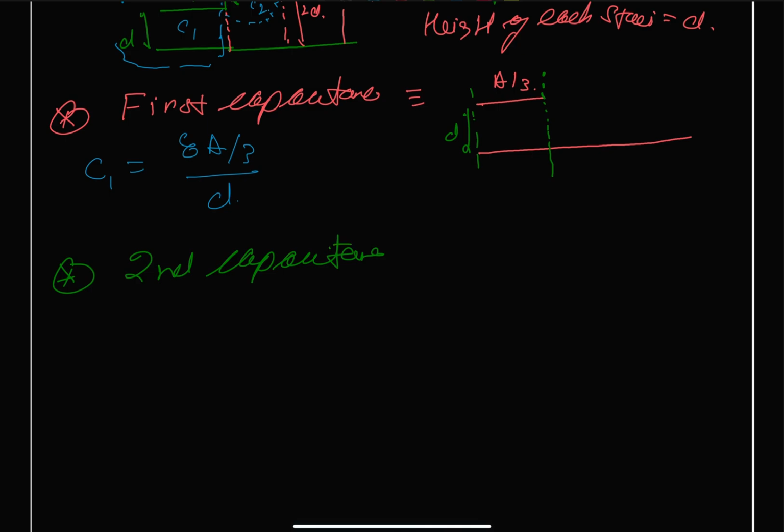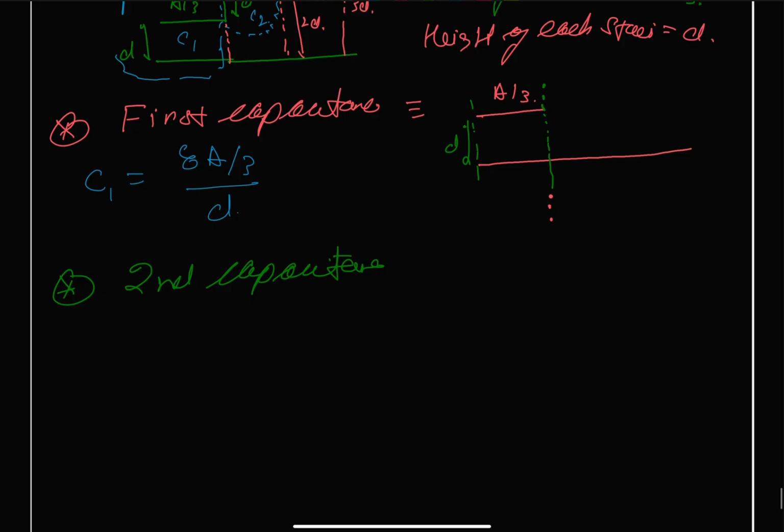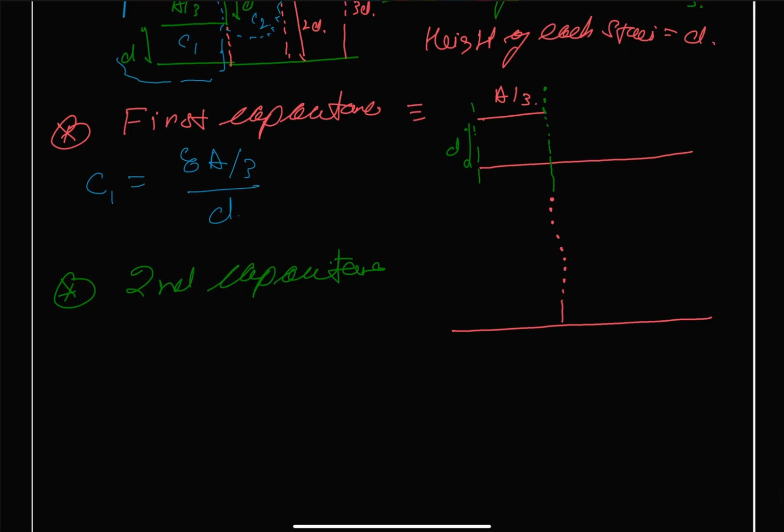Now we come to the second capacitance. For that also we can draw an approximate figure. So this is our complete plate, and the second capacitance is at a height D from the first one. This is our second one. The area is A by 3, but the total height is now 2D, and this will be our overlapped area, also A by 3. So we can write C2 equal to epsilon naught A by 3 divided by 2D.